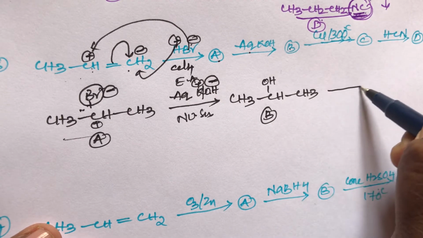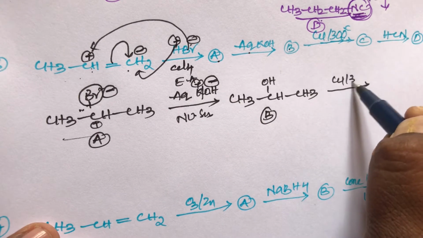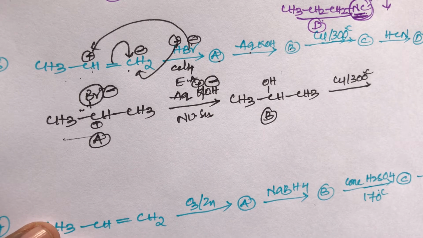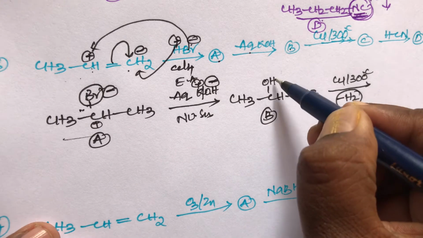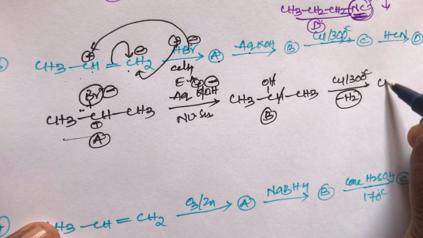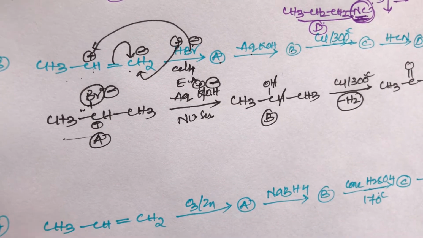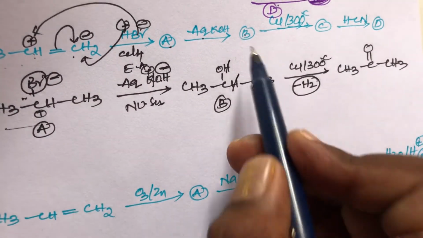This compound B reacts after that, what to do, students? This compound B reacts with copper at 300 degrees centigrade. What is the role of copper? Copper acts as a dehydrogenating agent. Dehydrogenating agent means removal of hydrogen, removal of two hydrogens, removal of H2. Here simply, one hydrogen from here, one hydrogen from here. We get the final product CH3COCH3, acetone is formed. Acetone is formed, the conversion from B to C.